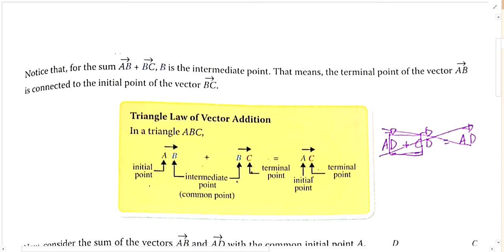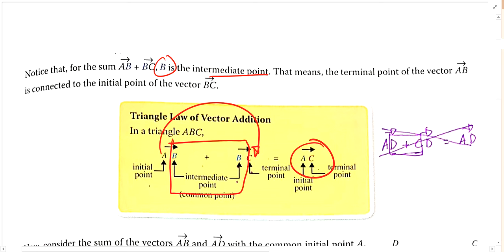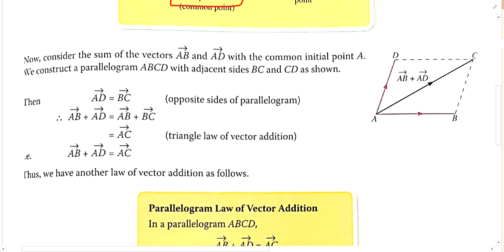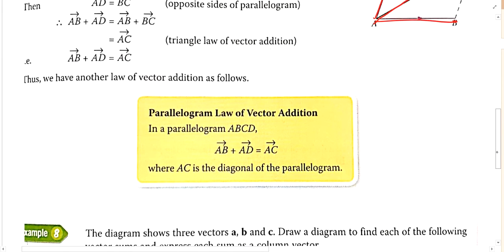So this one I mentioned before, the point B is the intermediate point. These are the same in your textbook. So we go from A directly to C for our resultant vector. I also mentioned in your lower sec physics, A, B and AD, the resultant is by drawing a parallelogram, and then the diagonal will give you the magnitude and the direction.